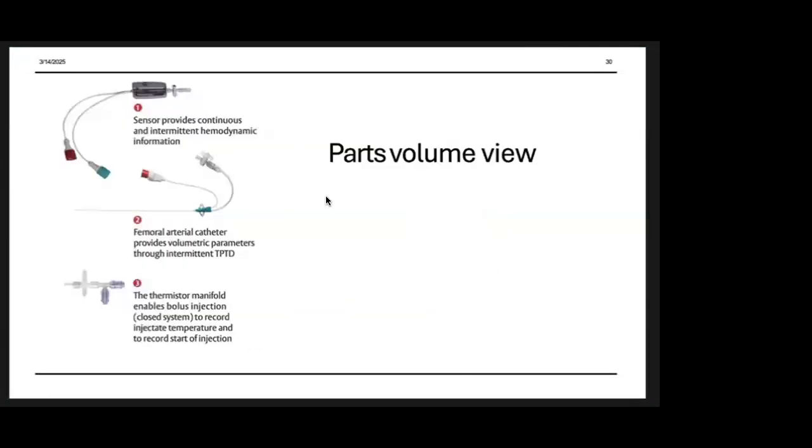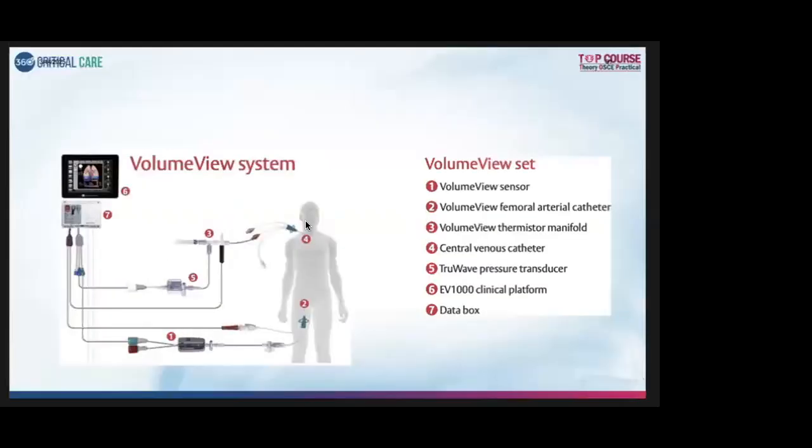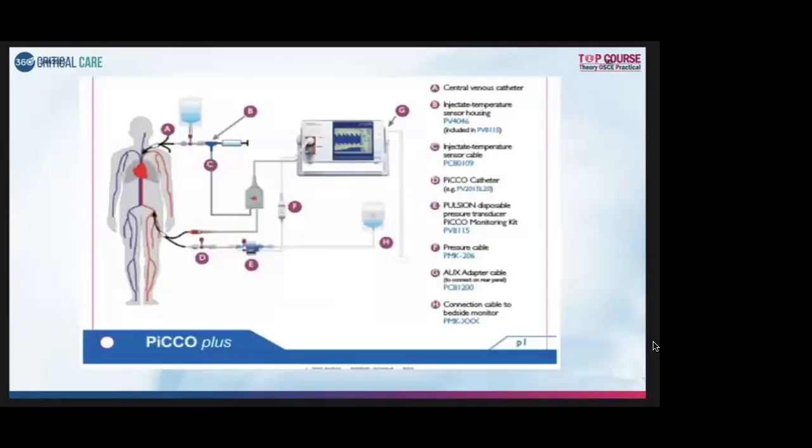So if you look at the parts of the VolumeView, there will be a femoral catheter which will be attached to this sensor. This femoral catheter is an arterial catheter, and there is also a thermistor manifold which will be attached to the central venous line. So you can see this is the central venous line which is attached to the thermistor manifold. When you inject the cold injectate, it goes through this cannula, and then there is a femoral artery catheter which is attached to the sensor. So this cold injectate travels through the heart and then comes to the femoral artery, and this is sensed by the sensor, and the thermodilution curve comes, and there will be a simultaneous calibration using the transpulmonary thermodilution technique, and there is continuous cardiac output monitoring because of the pulse contour analysis technique. Okay, in the same way the PiCCO also functions.